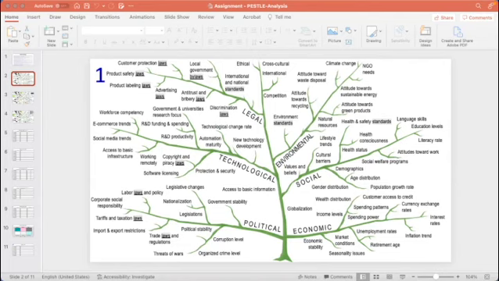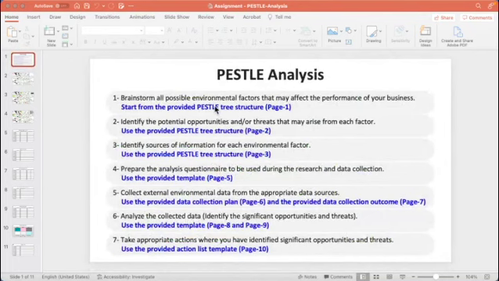And when you open the PowerPoint, of course, the very first slide, I'm just going to show this to you. It's going to tell you, of course, there are different steps. So first you brainstorm all possible environmental factors, then you identify the potential opportunities, then you use the provided PESTLE structure, etc., etc. And why do we do that?